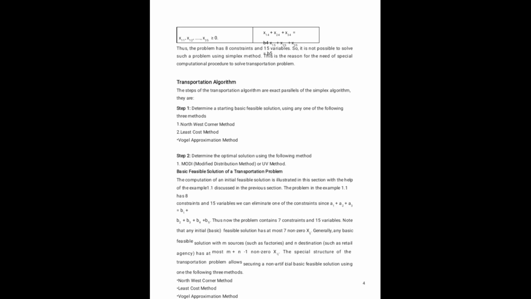Next is the transportation algorithm. The steps of the transportation algorithm are exact parallels of the simplex algorithm. Step 1: determine the starting basic feasible solution using any one of the following three methods. First is the northwest corner method, second is the least cost method, third is Vogel's approximation method. Step 2: determine the optimal solution following the MODI method. MODI method means the UV method.